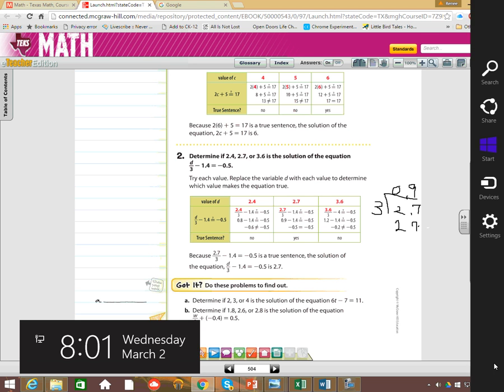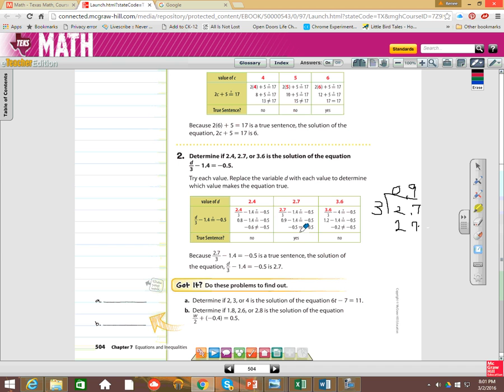1.4. So now you'd have to subtract, and you would get 0.05. When you subtract that, it's a negative, because 1.4 is larger than 0.9. So since that's a negative and it's larger, it's minus 0.05, and that means it is true. This was the true one. And of course, the next one was false, because negative 0.2 does not equal 0.5.